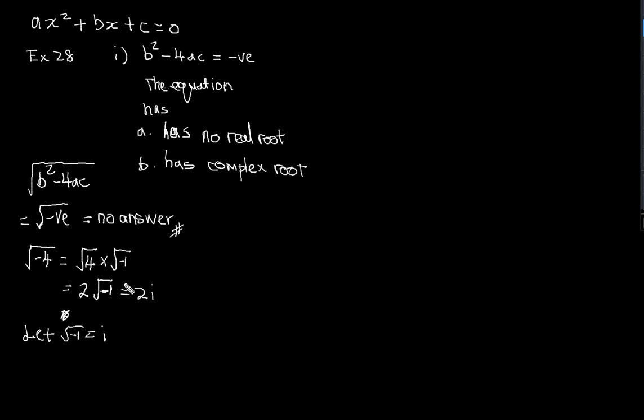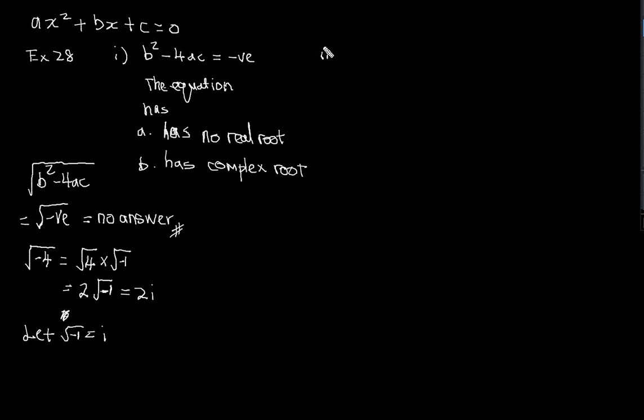But this is just an explanation to make you understand. Even though we say there's no answer, you can actually manipulate it in such a way and give a different notation, like square root of minus 1 becoming i. So the square root of minus 4 can be written as 2i. Any answer that has an i in it is called a complex root. Now, that is the first part.